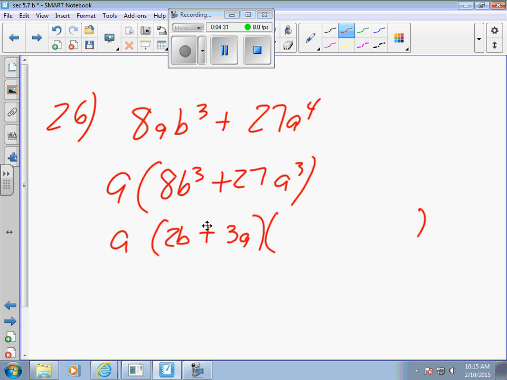Same sign, opposite sign, always positive. Now let's square my first term. 2b times 2b is 4b squared. Multiplying them together, I get 6ab. And then squaring my last term, 3 times 3 is 9. A times a is a squared.